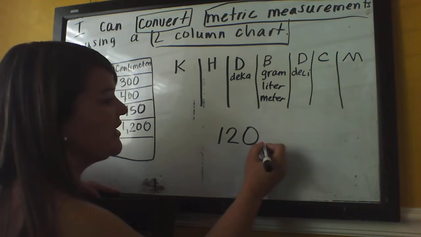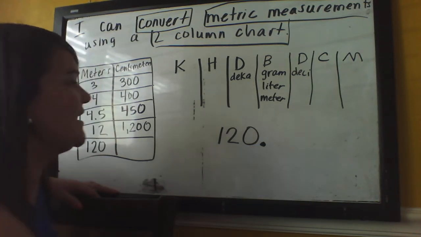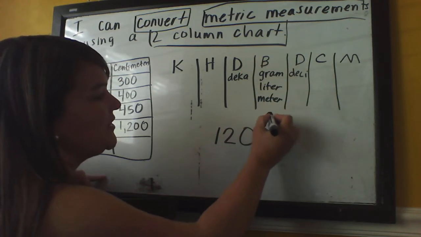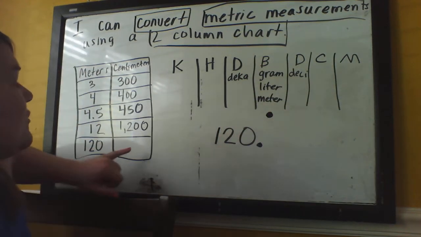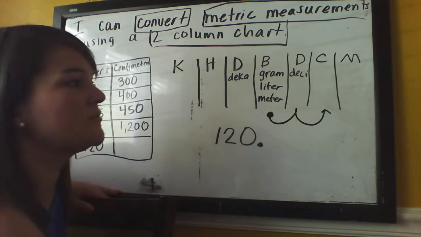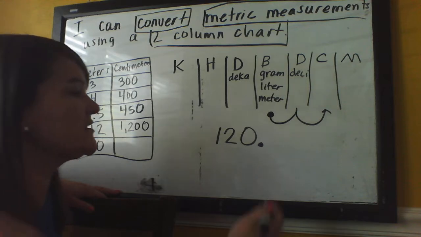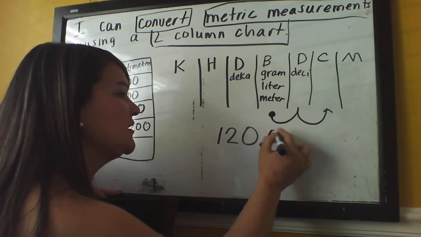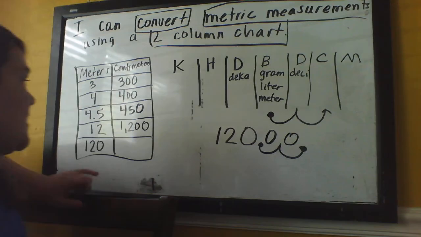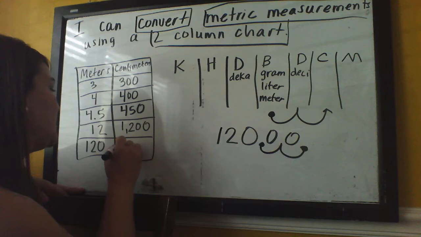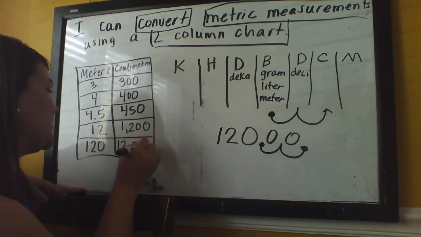And finally, the last one, if I have 120 meters, 120 is a whole number, so I put my decimal at the end, and I'm still starting at meters, which is right here at my base. I put my dot here, and I'm still going to centimeters, so it's going to be 1, 2 places to the right. I move my decimal 2 places to the right, and I fill them in with placeholders. So in 120 meters, it actually takes 12,000 centimeters.